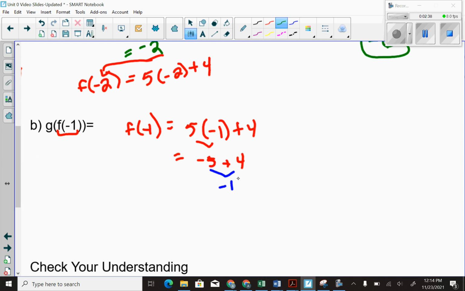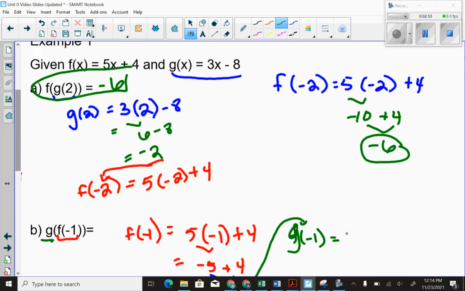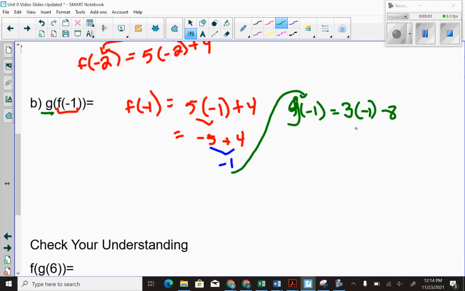So now we take that and we find g of negative 1, because g is our outer one. And our g of x function was 3 times x, replacing x with negative 1, minus 8. So we get negative 3, minus 8, negative 3 minus 8, negative 11.